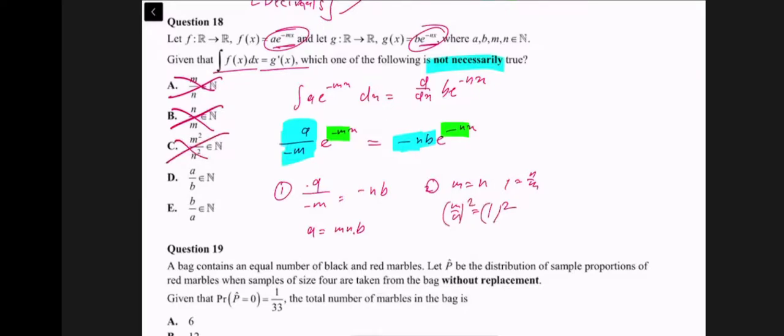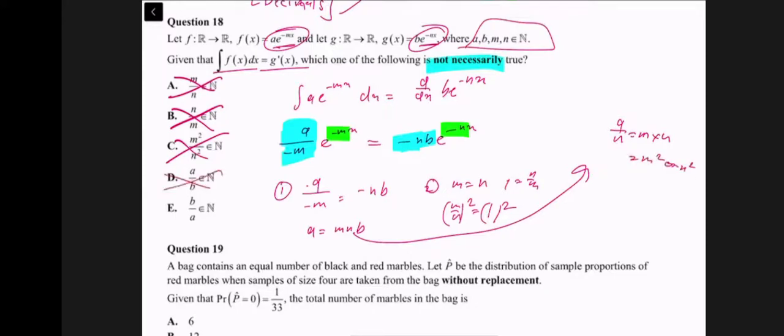So A on B, now we look at this. A on B is m on n. And we know m equals n, and we know that m and n are natural numbers. So if you square a natural number, you're still going to get a natural number. So it's not D, it's not A on B.